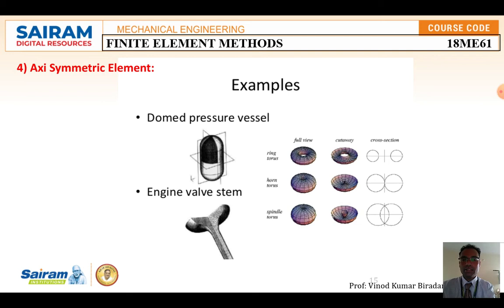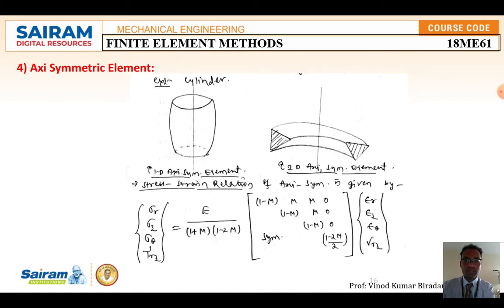Okay, here are some examples of the axisymmetric element: a domed pressure vessel and an engine wall stem. Look here, a cylinder, a shaft. Once you cut the section, you get both sides the same way. That is the same structure, called the axisymmetric element.